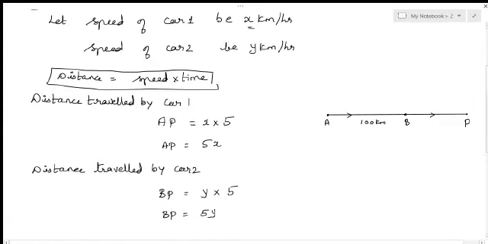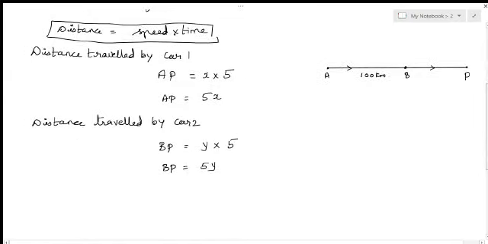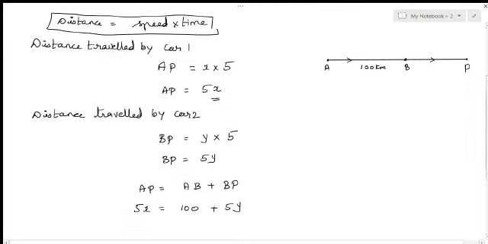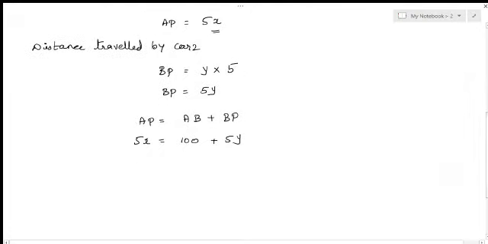Now let me find out what AP is by seeing the diagram. You can see that AP can be written as AB plus BP. So we have found AP as 5x. Substitute here: 5x equal to, you know that AB distance is 100 kilometer, 100 plus PB, which is 5y. Let me rearrange this equation. Take 5y to the other side. So it will become 5x minus 5y equal to 100.